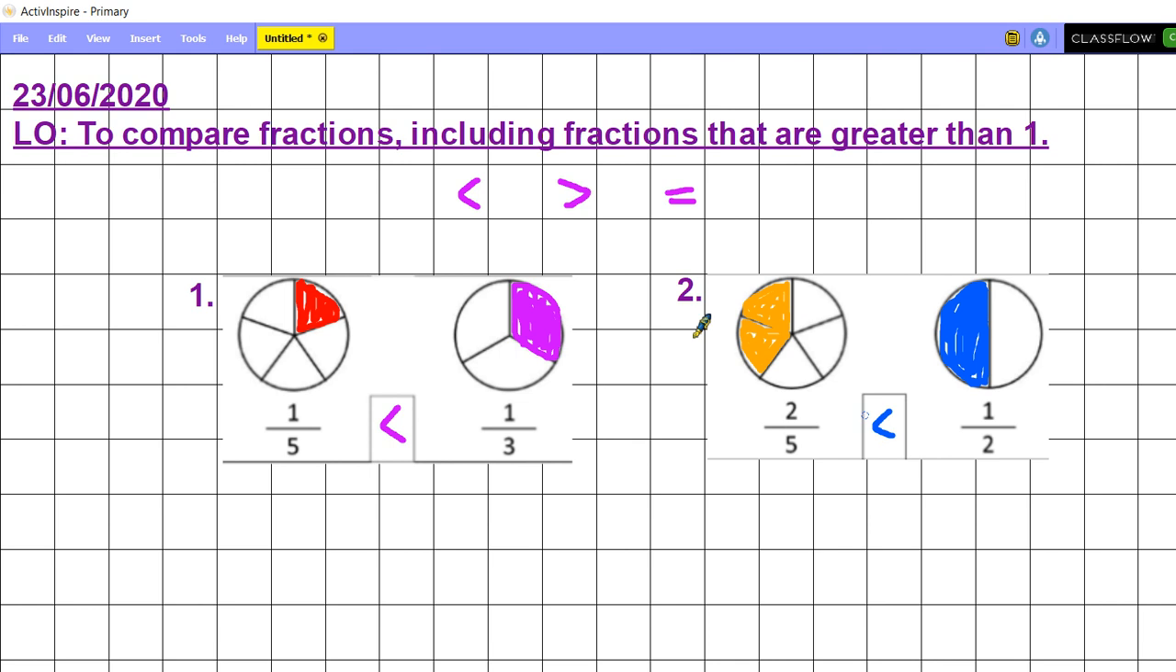Don't forget, this is like the crocodile's mouth. The crocodile's mouth opens to the largest thing because it's greedy. So it likes to eat the largest number or the largest fraction.